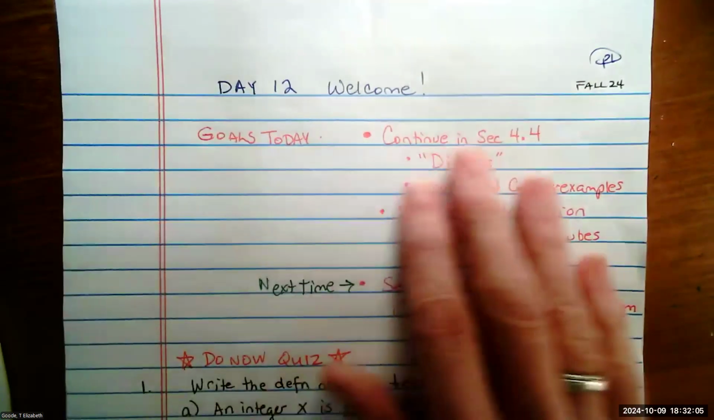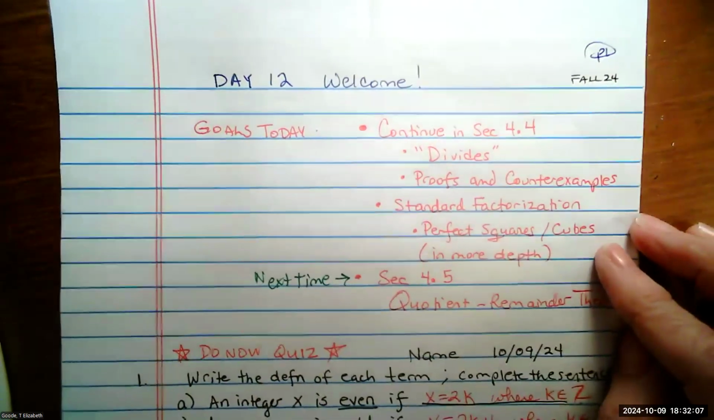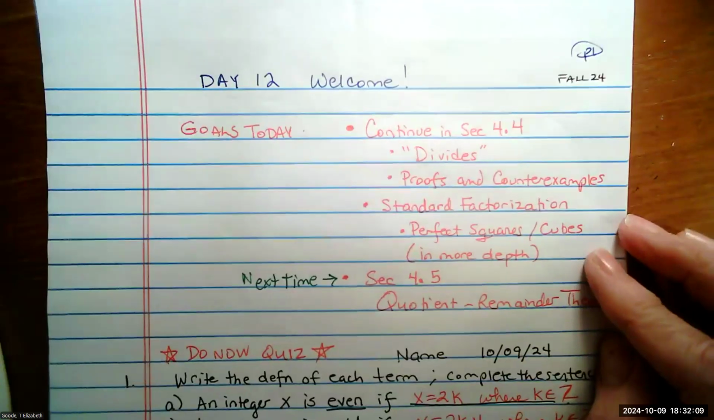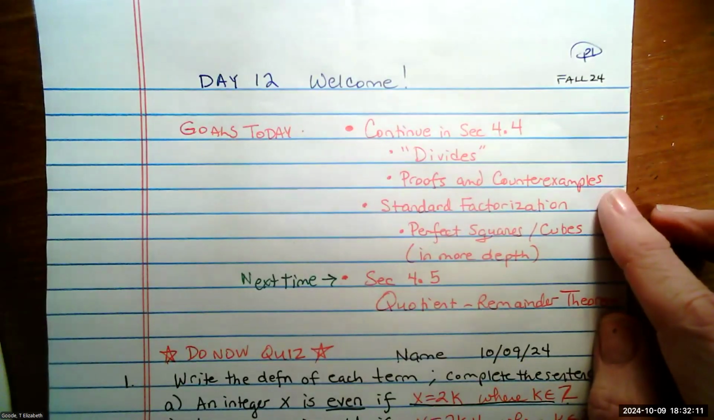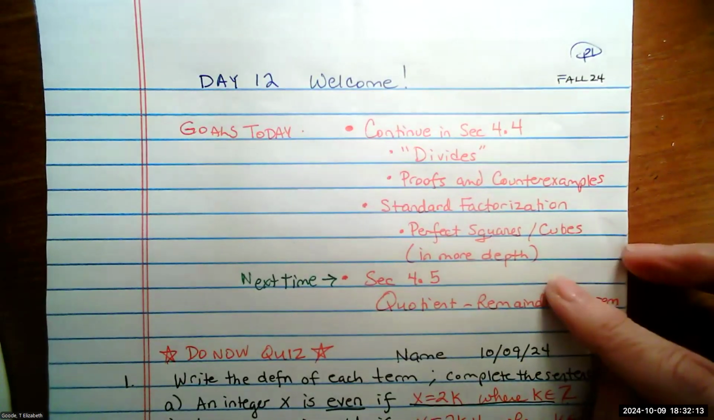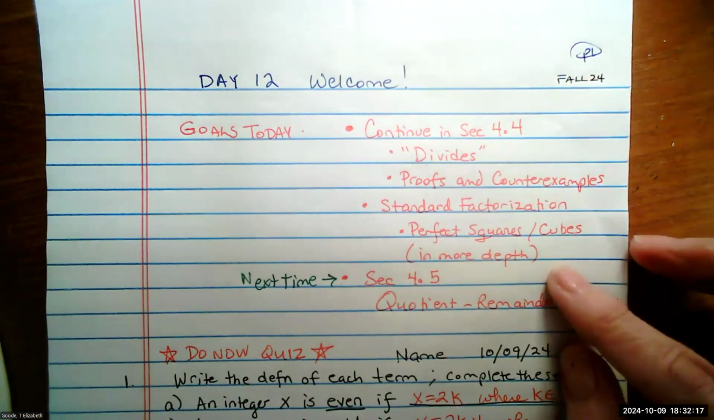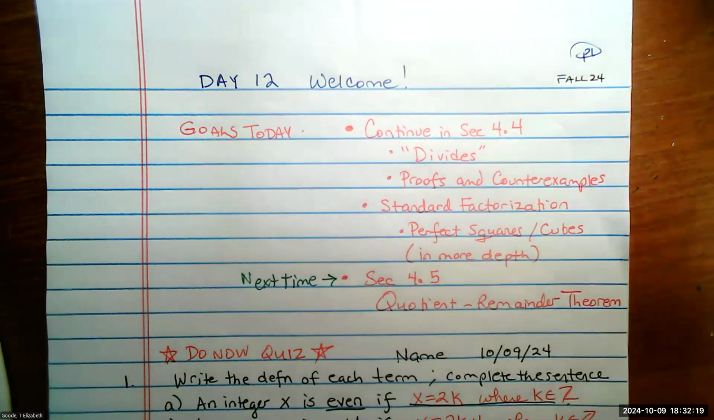Here are our goals tonight. We're going to continue in section 4.4 with the definition of divides. We're going to look at some proofs and a counterexample. And then we're going to look at standard factored form, standard factorization of perfect squares and perfect cubes. Of course, you know what a perfect square is because you just submitted a homework where you had to use the definition of a perfect square. But we're going to look a little more in depth into what it means for a number to be a perfect square and a perfect cube.